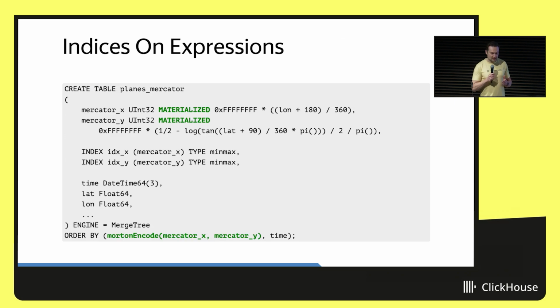Another component, indexes on expressions. So here I created a materialized column with a functional expression, and it is pretty complex. And I created indexes on this column. Actually, I could just specify this expression here, but I also want to materialize this column. And the primary key is also functional, calculated on an expression.